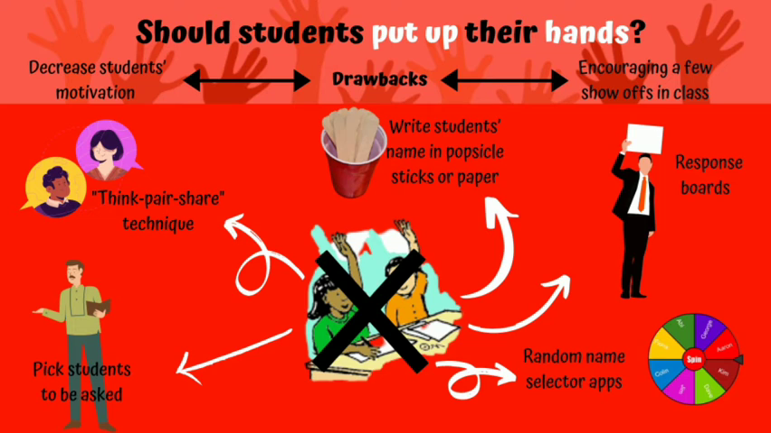The next solution is to write students' names on popsicle sticks or paper. Here the teacher writes each student's name on a popsicle stick or paper and then places it in a cup or can. After asking a question and providing 3 to 5 seconds of think time, the teacher pulls a stick or paper and calls on the student whose stick or paper was pulled.